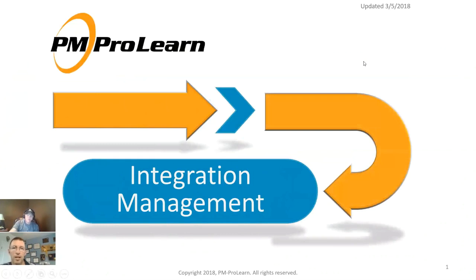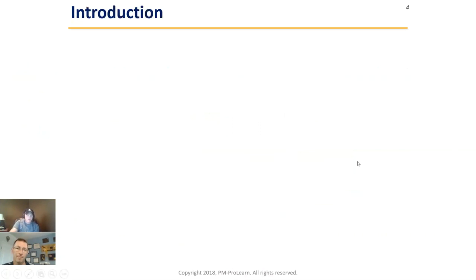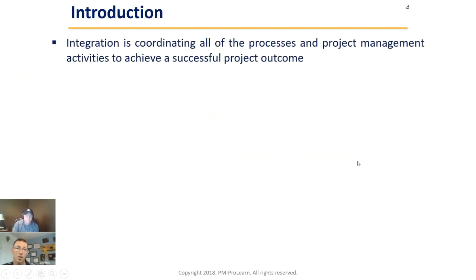We're going to talk to you today about integration management. Integration management is chapter 4 of your PMBOK, and it is all about integrating all of the other aspects of the project. Integration is about coordinating everything that's happening in the process. There are 49 processes in the process framework, and your job is to get all those processes and all your activities working together to make everything successful.